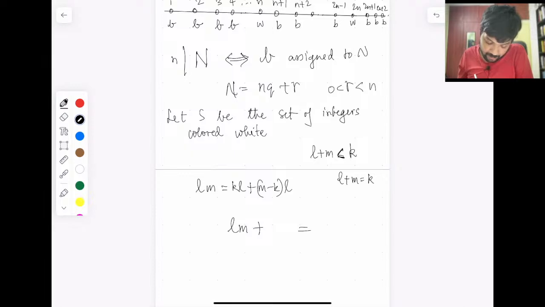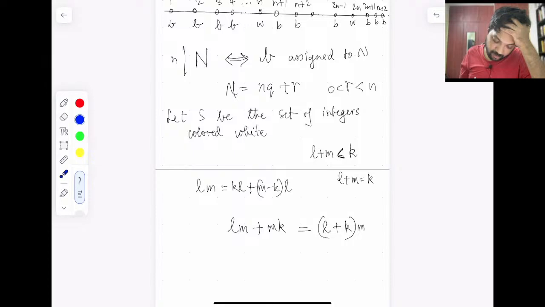So it should be something like L plus K into M. Like this it should be. For some reason we know this is already white. Maybe this one is black and the other is white for that reason. And we know that this is black for some reason. You know, this is black, we know this is black, or we know this is white.